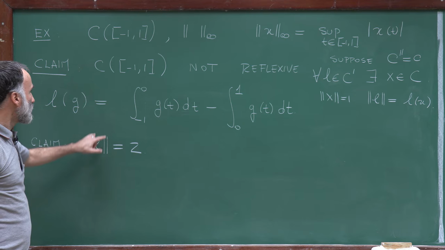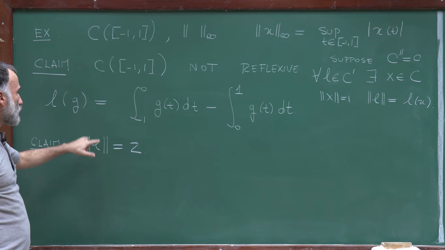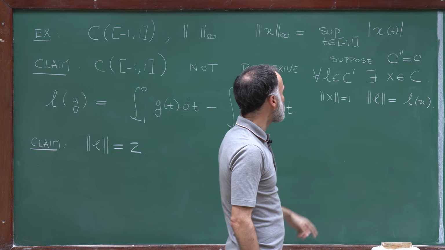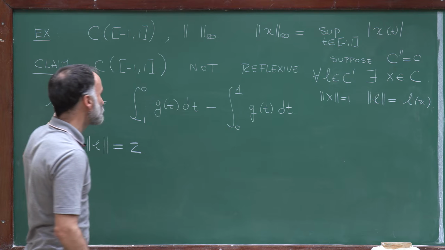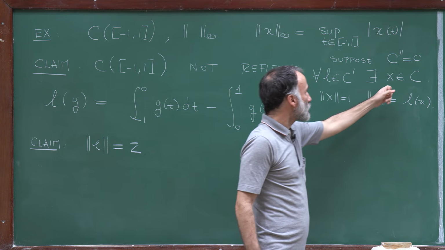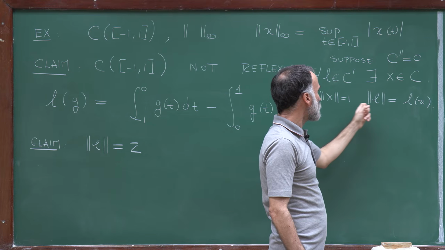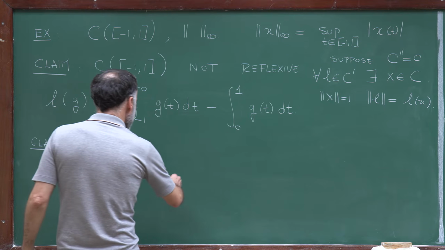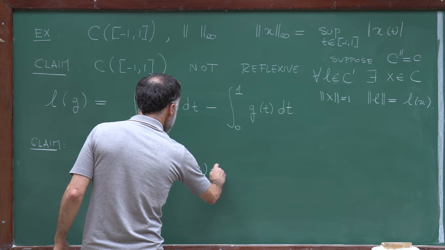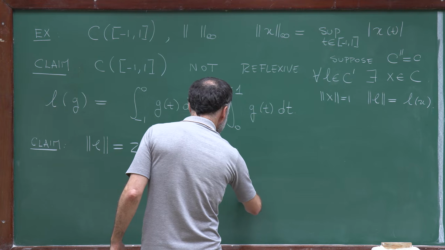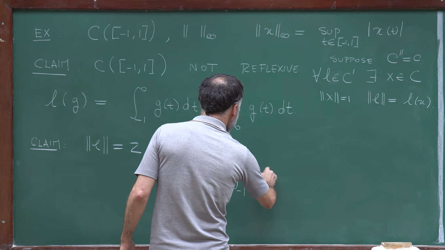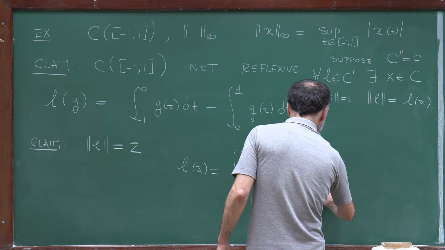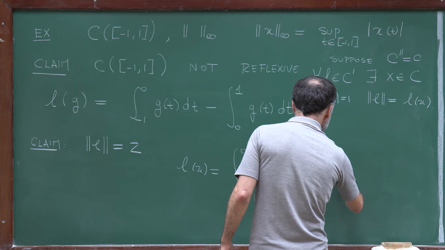So we just proved that the norm of this bounded linear functional is equal to 2. And now let's use what we proved before: for that functional, we can find a continuous function x which has norm equal to 1 and such that L of x is equal to 2. So now L of x is equal to the integral from -1 to 0 of x(t) dt minus the integral from 0 to 1 of x(t) dt.